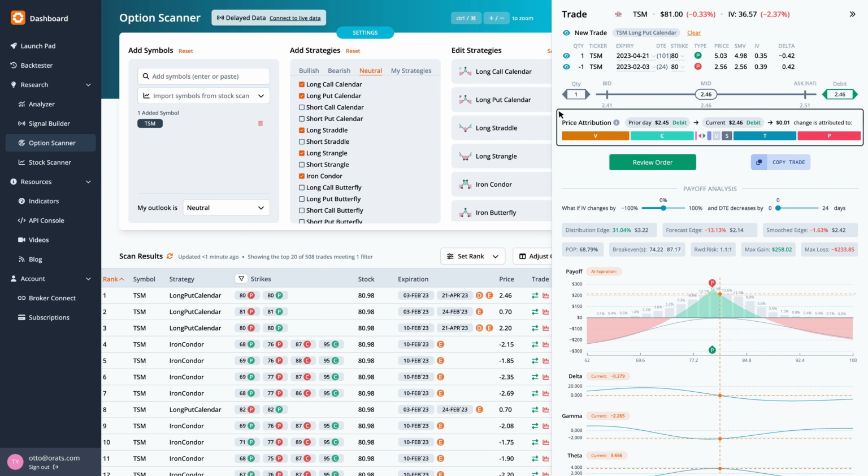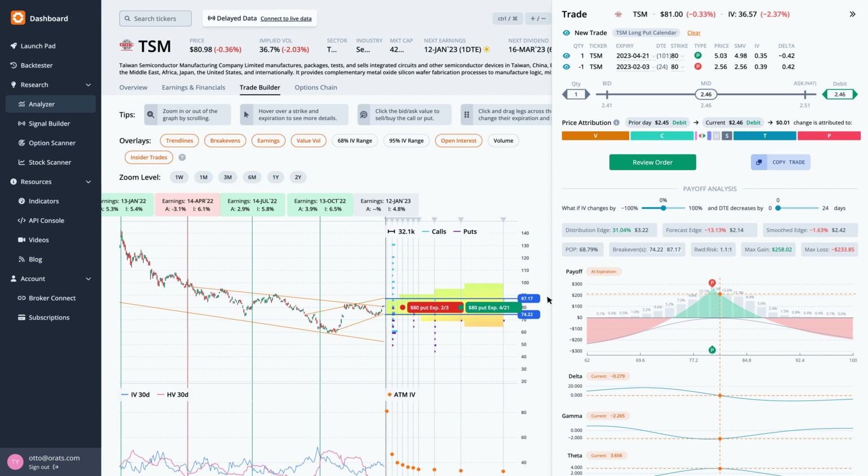You can also view the price attribution to see how much each of the individual Greeks and theoretical values contribute to the change in trade price from yesterday to today. Next, let's look at this trade in the Trade Builder. Over the last month, the stock price rose 1.2%, while the 30-day implied volatility rose 3.6%. The average slope of the trend lines is positive.